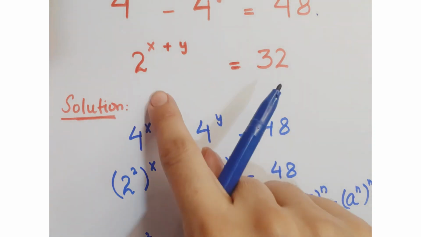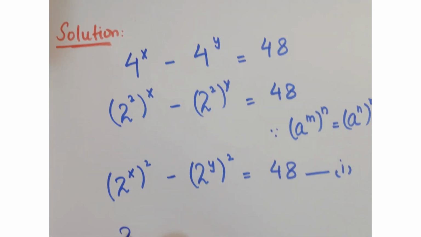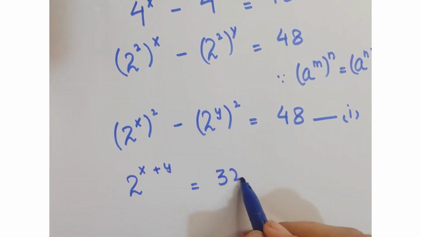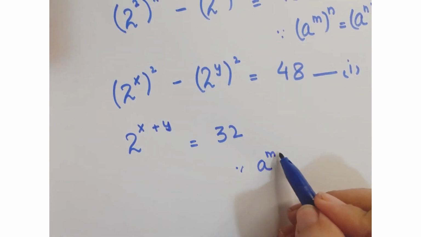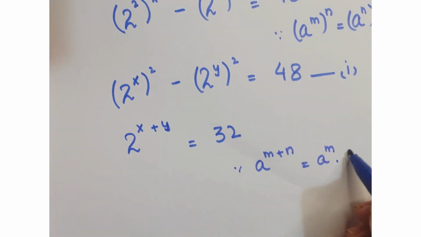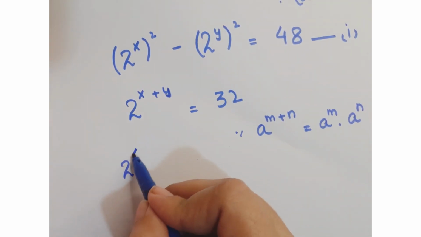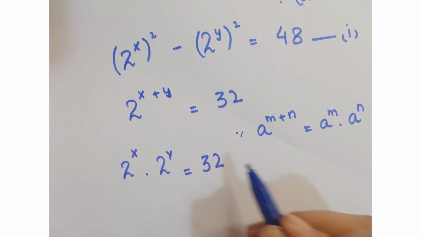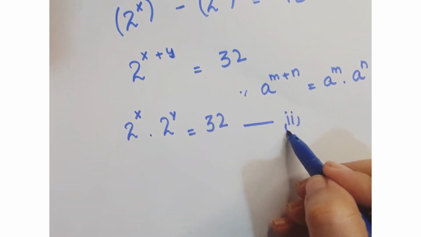Now dealing with this, 2 to the power x plus y is equal to 32. As you know that a to the power m plus n can be written as a to the power m into a to the power n, so we can write this 2 to the power x plus y as 2 to the power x into 2 to the power y is equal to 32. And just call this equation number 2.